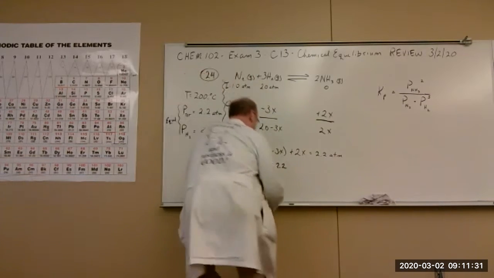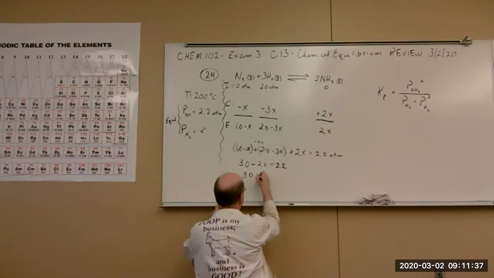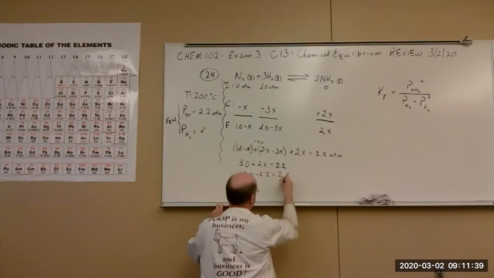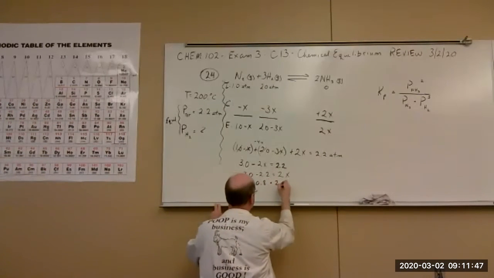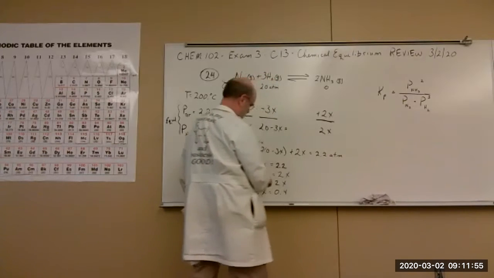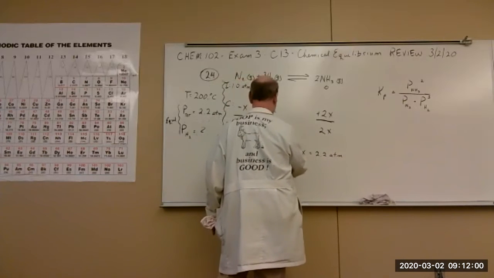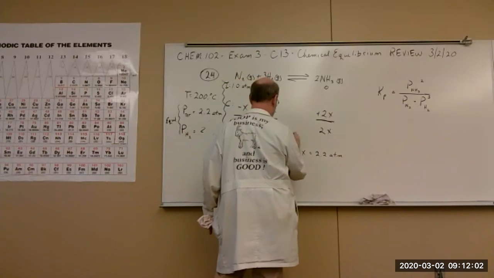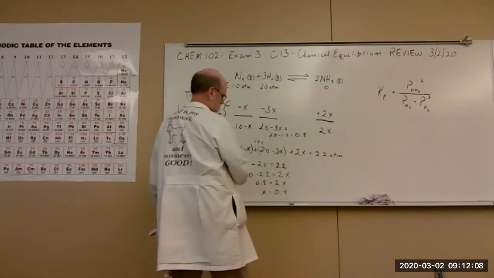Okay, now we can solve for x. So let's take this one over here and that one over here. So this is 0.8, and x equals 0.4. That means this is 0.4 times 3, which is minus 1.2, equals 0.8. That's it.